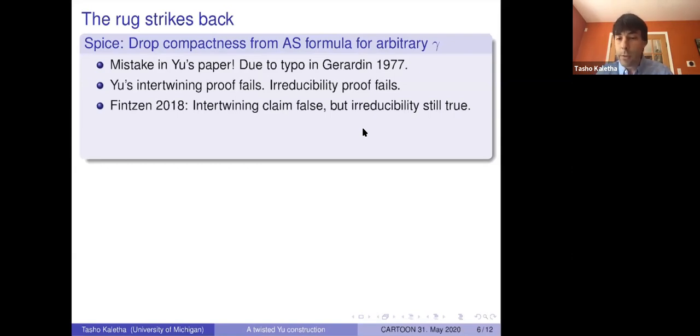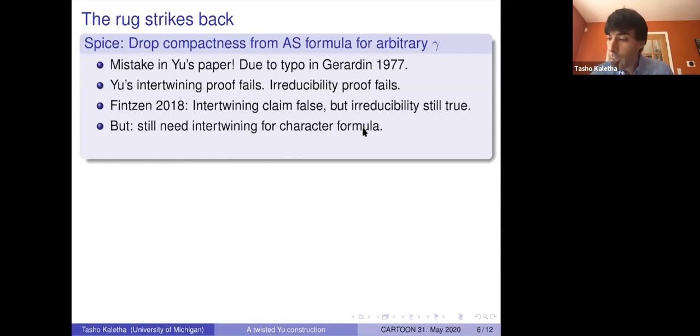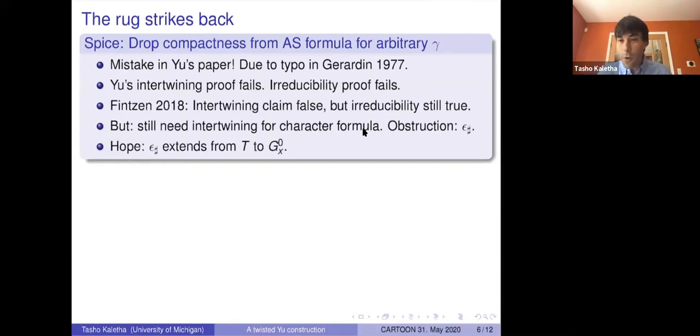For us, however, this was not good enough, or for Loren Spice, I should say, he needed those intertwining results in his character formula computations. And he was able to isolate the obstruction as to why the intertwining result fails. And that obstruction was again the same epsilon sharp that was already an obstruction to stability for unramified toral supercuspidal representations. So Loren Spice formulated a hope. He was hoping that this character would extend from the torus where it is defined to the stabilizer of the point x in the group G0.